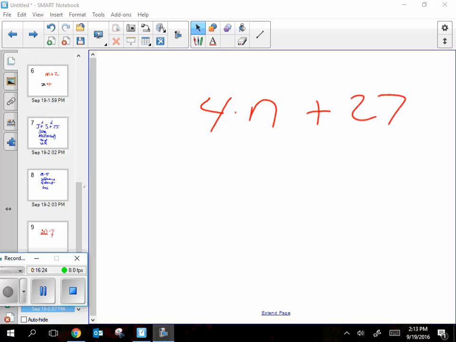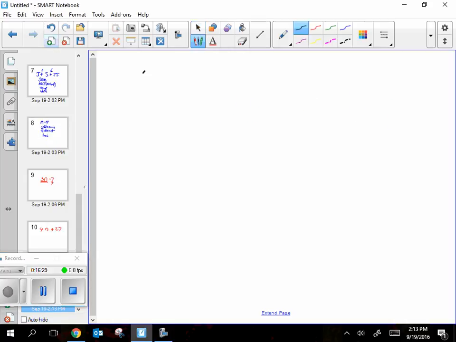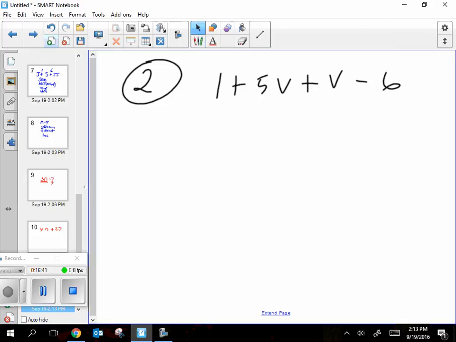All right, JR, read me number 2. 5v plus 3 minus 6. All right, tell me, which of these can go together? 5v and v, very good. What do they make?